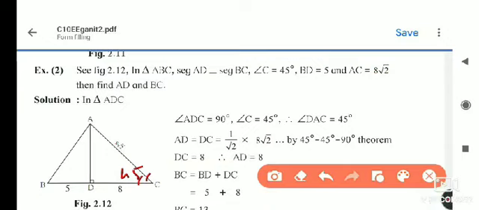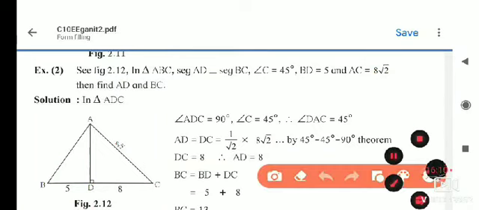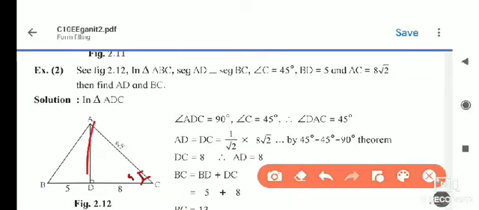BD is equal to 5. Here it is given. Then AC is equal to 8 root 2, and we have to find out AD and BC. Now if you see here, the measure of angle C is equal to how much? 45. As you know, the sum of all angles of a triangle is equal to how much? 180 degrees. So here it is 90, here it is 45.